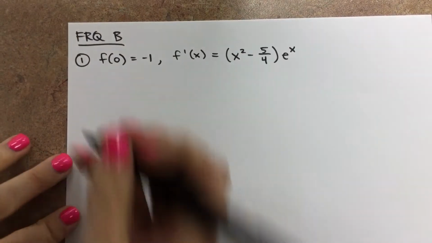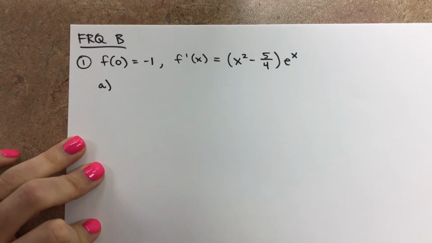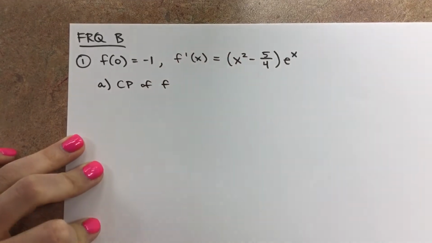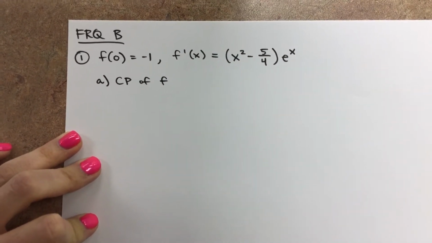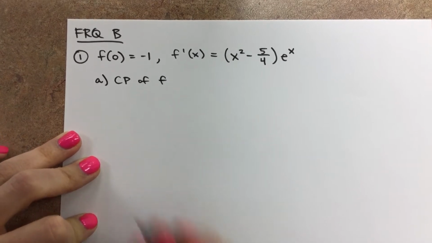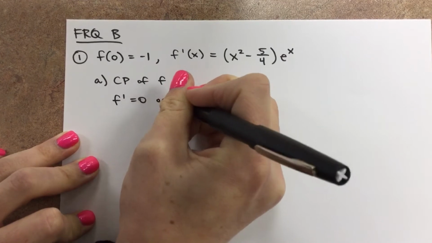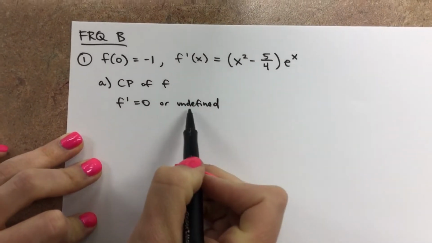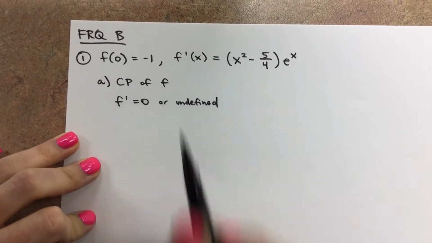So letter A. Letter A says find the x coordinate of each critical point of f. Okay, so we want to find the critical points of f. Remember, that is where f prime is either equal to 0 or undefined. So we want to take f prime and set it equal to 0, or find where it is undefined. Undefined really only happens when you have a denominator, so we're not too worried about that here, but we do want to set it equal to 0.